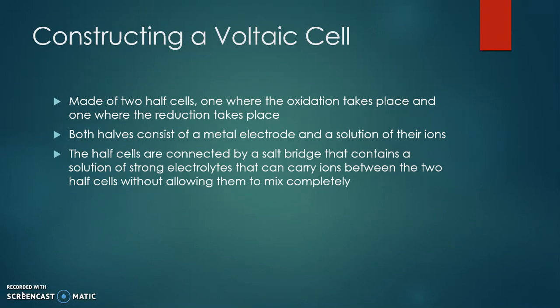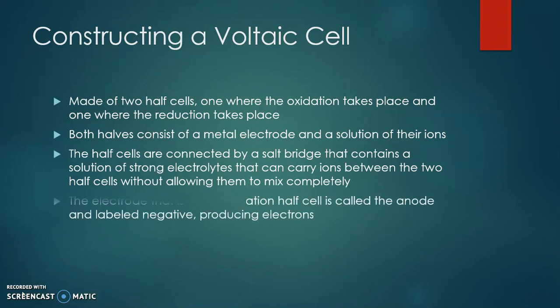Because as oxidation occurs and electrons are being lost, you're going to have a buildup of positive charges, and as reduction occurs and you have these electrons flowing over to that side, you're going to have a loss of charge, a negative charge. So the electrode where the oxidation is occurring, which is creating electrons, is the negative side. We call that the anode, because again, as it oxidizes, it's going to lose electrons.